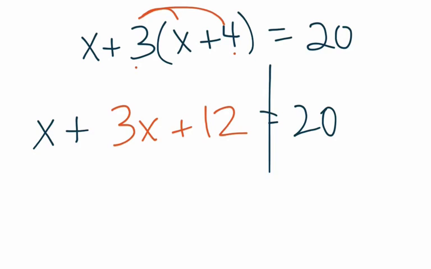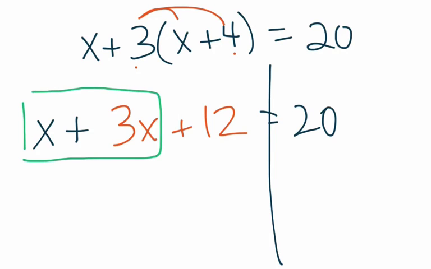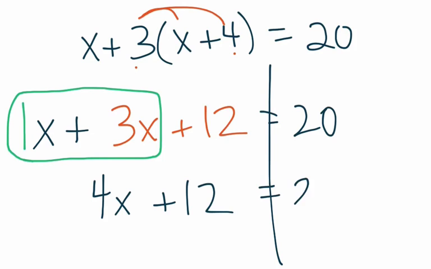Anytime that you have like terms on the same side of the equation, you can just add them. So notice I have 1x here and a 3x here. So if I put those two together, I'm going to get 4x, because 3 plus 1 is 4. So I'm going to get 4x plus 12 equals 20. And then now this is just a 2-step equation that I'm going to then solve.